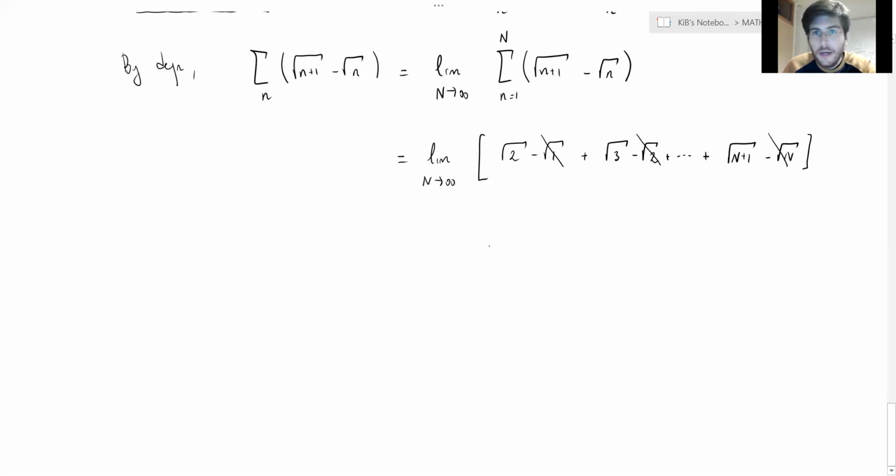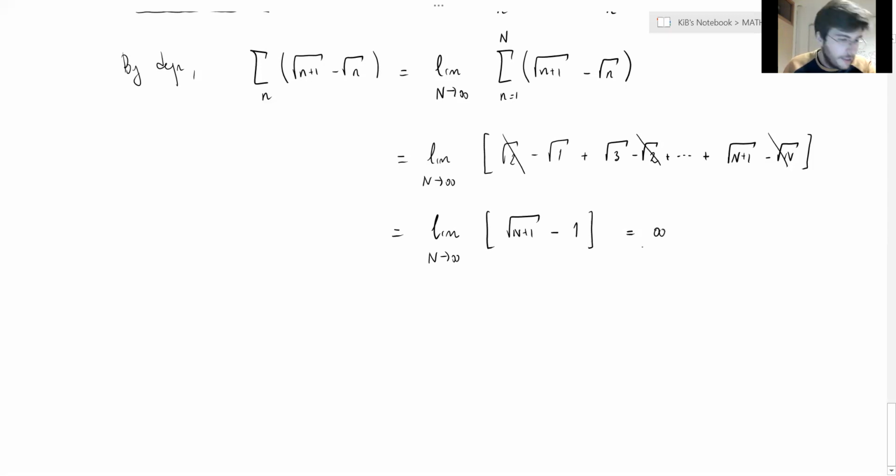Fine. So what do you have here? Something like this, I guess, right? So we get rid of this one and the second one, and so on. Therefore, at the end of the day, you have an expression like this: square root of n plus 1 minus 1, right? Anyway, the result is infinity.